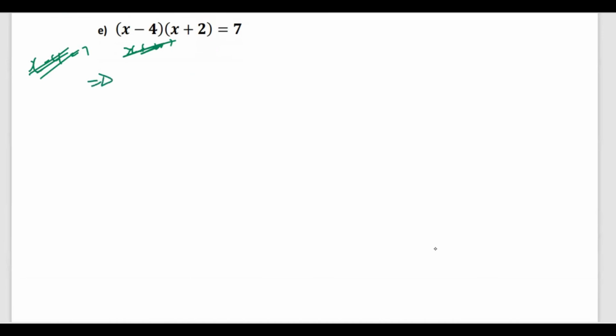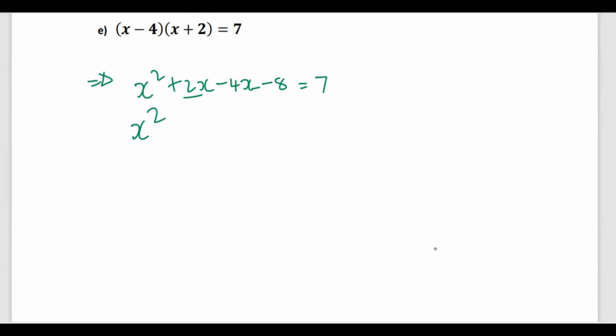So opening the brackets, I'll have my x squared plus 2x minus 4x, that's going to be a minus 8 is equal to 7, using the FOIL approach, okay? Use the FOIL since it's a binomial and a binomial. So let's collect the like terms and create a standard form. So that's going to be x squared, that and that is minus 2x. If I move this one that side, it's going to be a minus 15 is equal to 0.